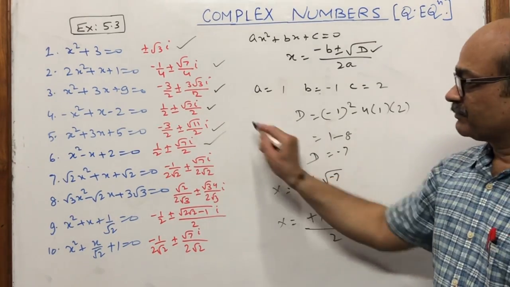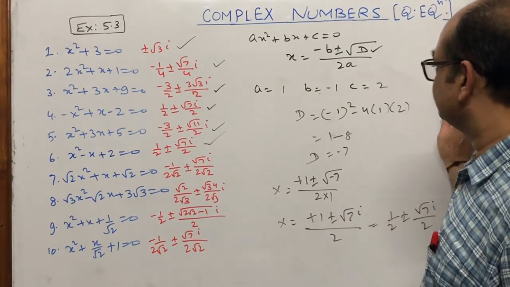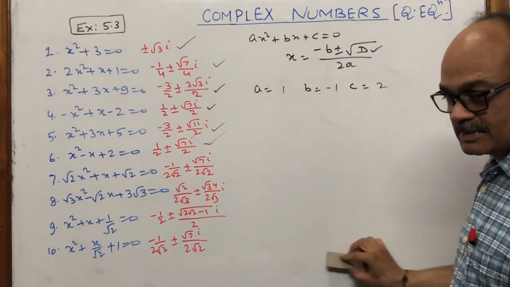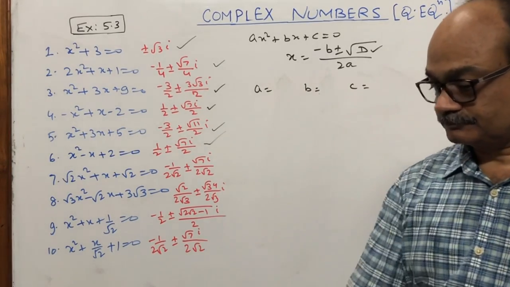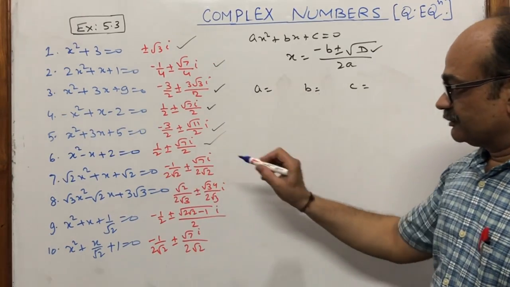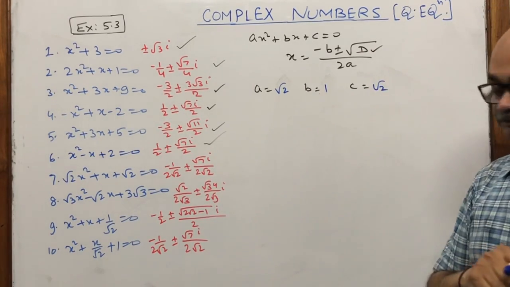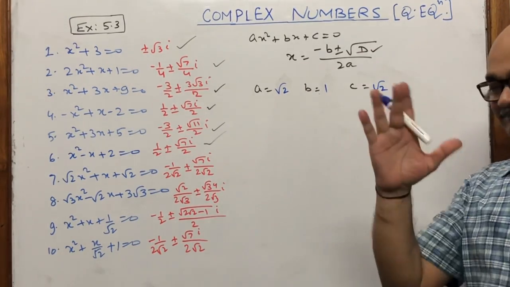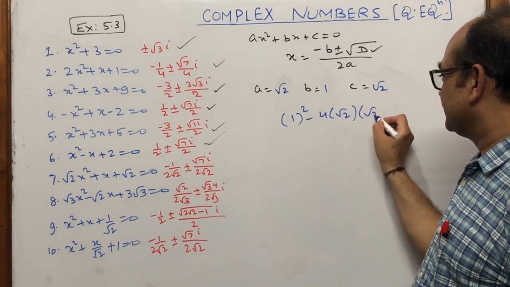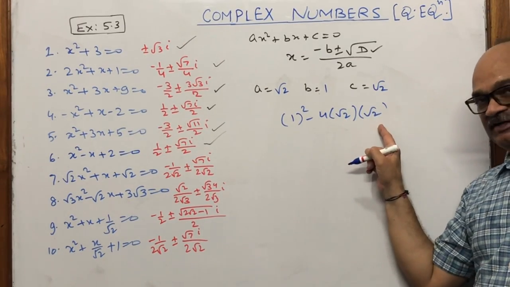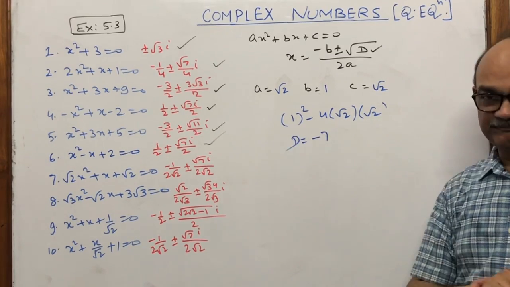Question number 6. Easy. Sum number 8: 7th, root 2, 1 and root 2. Complicated? B square minus 4AC. Root 2 and root 2, you know very well, 2. 2 into 4, 8. That is minus 7, the value of D.